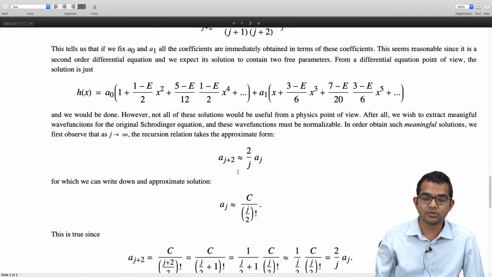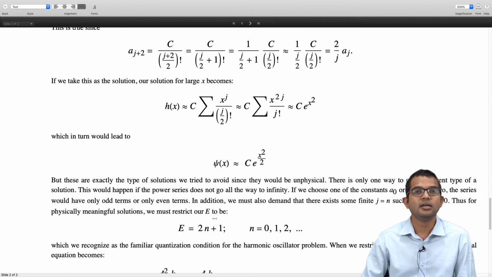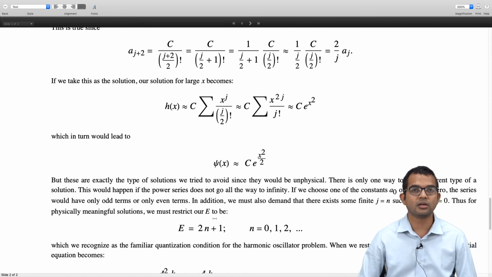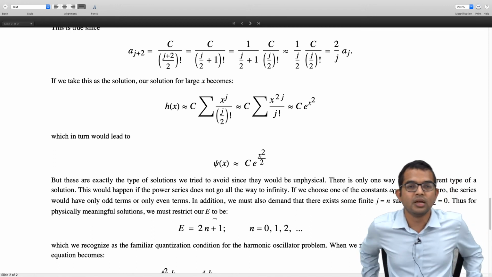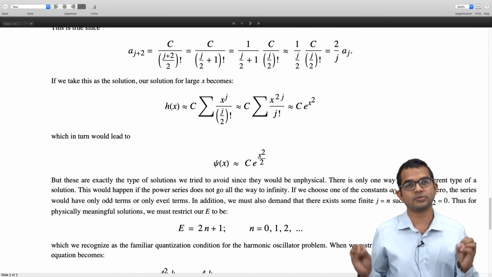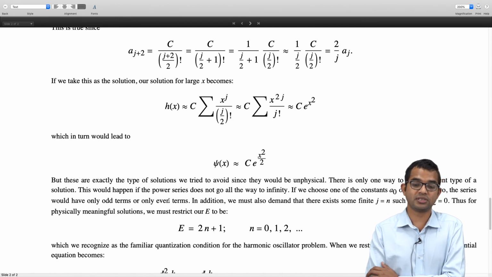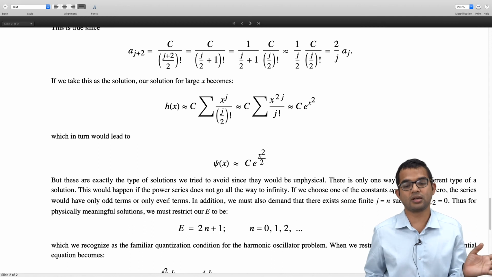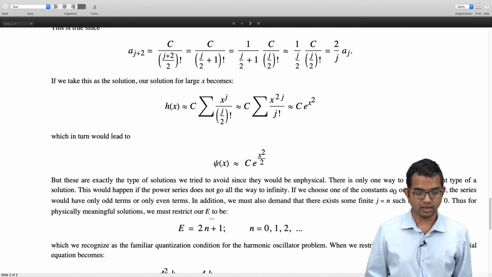We choose one of these coefficients, either a0 or a1, to be 0, and we also choose our energy E to be 2n plus 1, such that n can take values 0, 1, 2, and so on, which we already see is how the quantization condition for energies of the harmonic oscillator works out, right? So this is some very obscure way of obtaining this quantization condition, which comes from putting in these physical requirements on the solution of a differential equation, which we have obtained by power series methods, right? So if you do the operator algebra method, you have another way of obtaining this quantization condition.